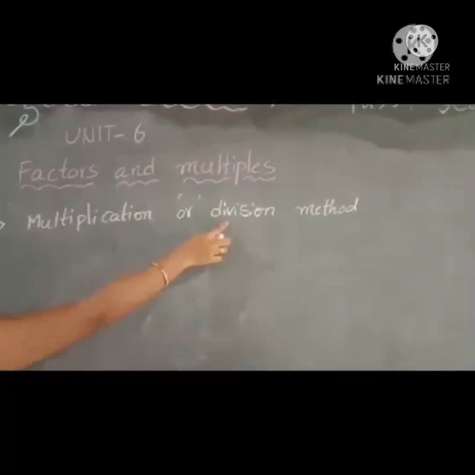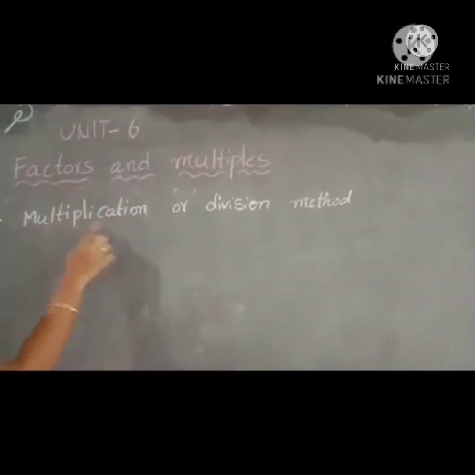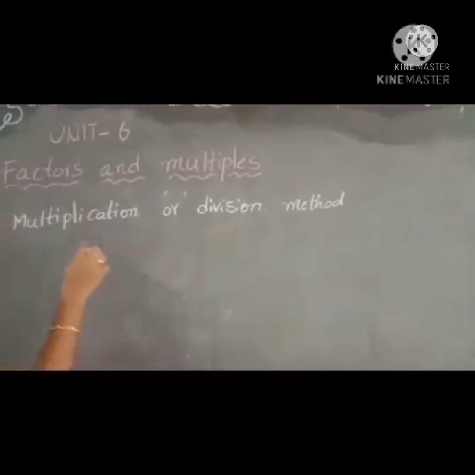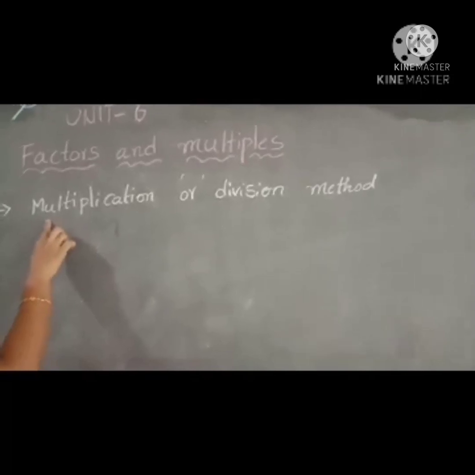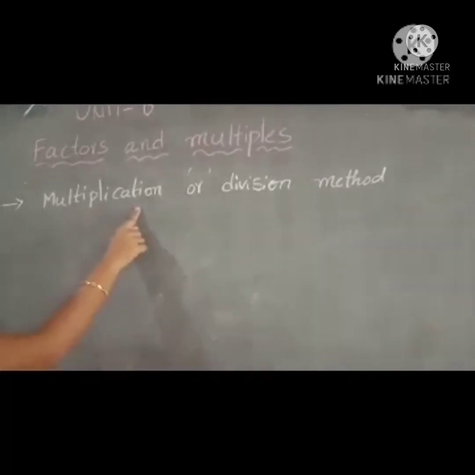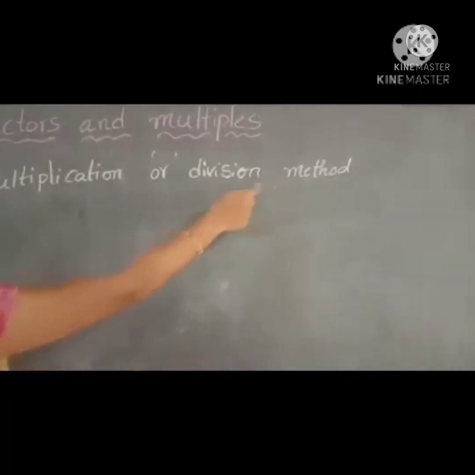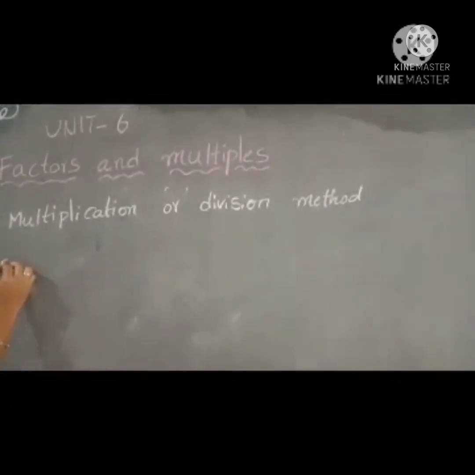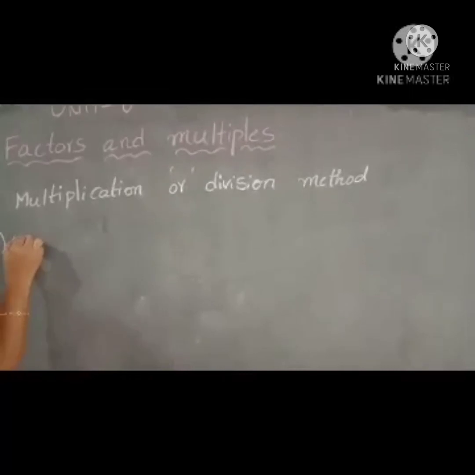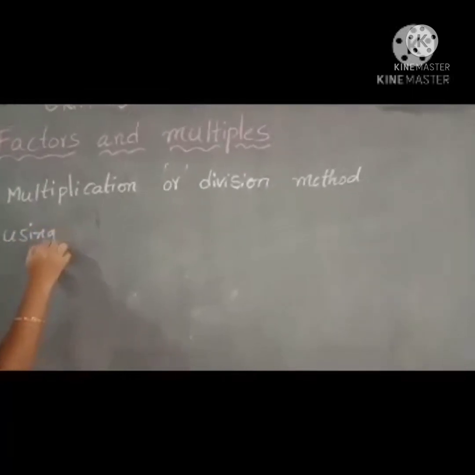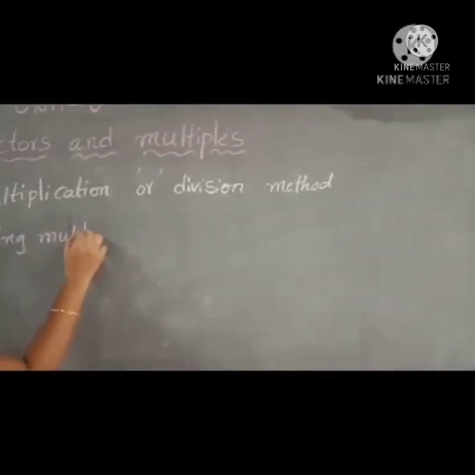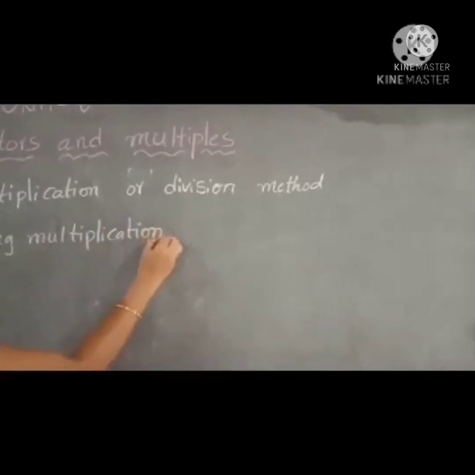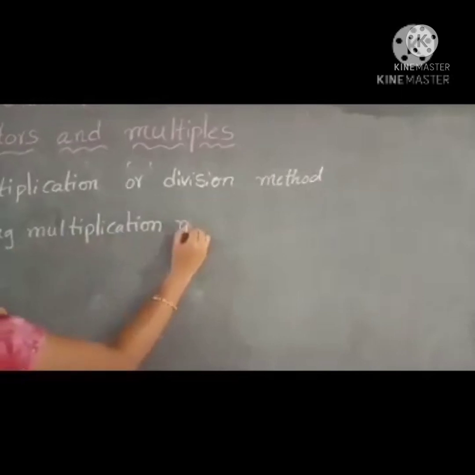There are two methods to find the factors. One is the multiplication method and the second one is the division method. What are the methods here? Two methods are there. What are they? Multiplication method and division method. First, we are going to discuss using the multiplication method.